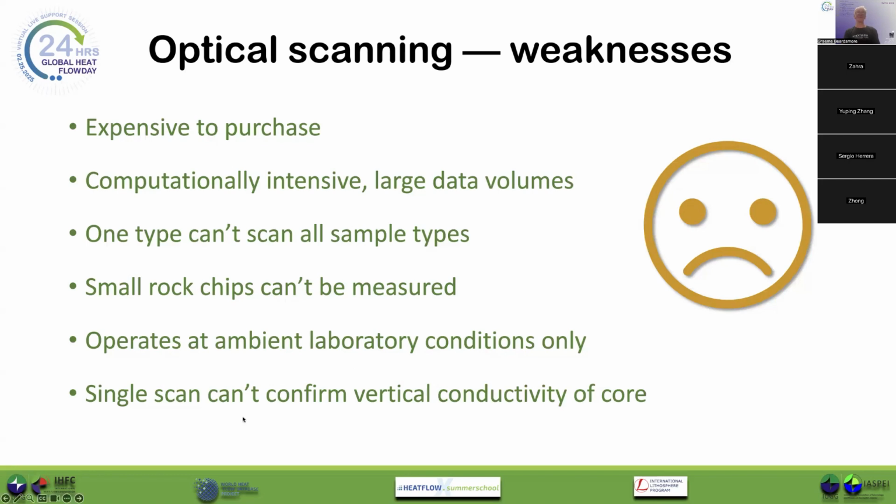And by doing a single scan along the axis of a core, that does not tell you the vertical thermal conductivity of the core. So the heat conducts into the sample in 3 dimensions from the point source. So it's not even just radially into the sample, it's actually conducting in 3 dimensions into the sample. So some fairly complicated maths is required to infer what the vertical thermal conductivity of the samples is if we're doing heat flow measurements.